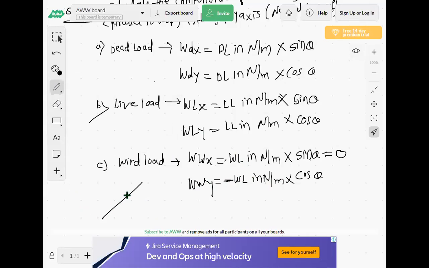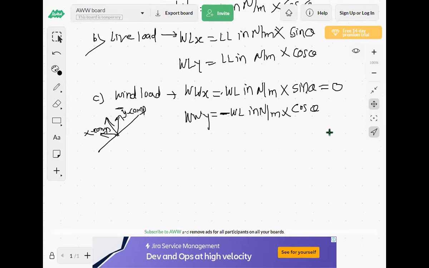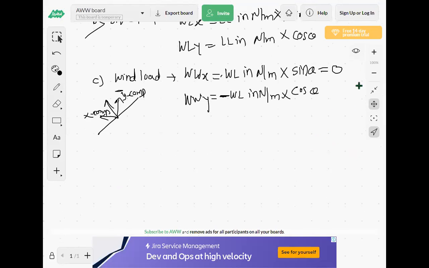Because if this is x and this is y, so this is the uplift y component, this is the y component, and this is the x component. So this is uplift, so this value is always negative, and this value will be 0 in the wind load calculation. Why is this value 0?